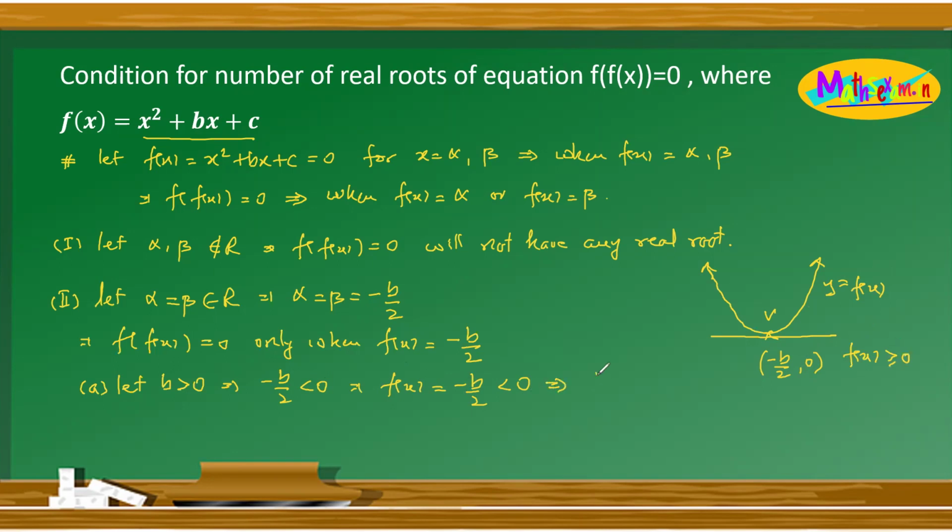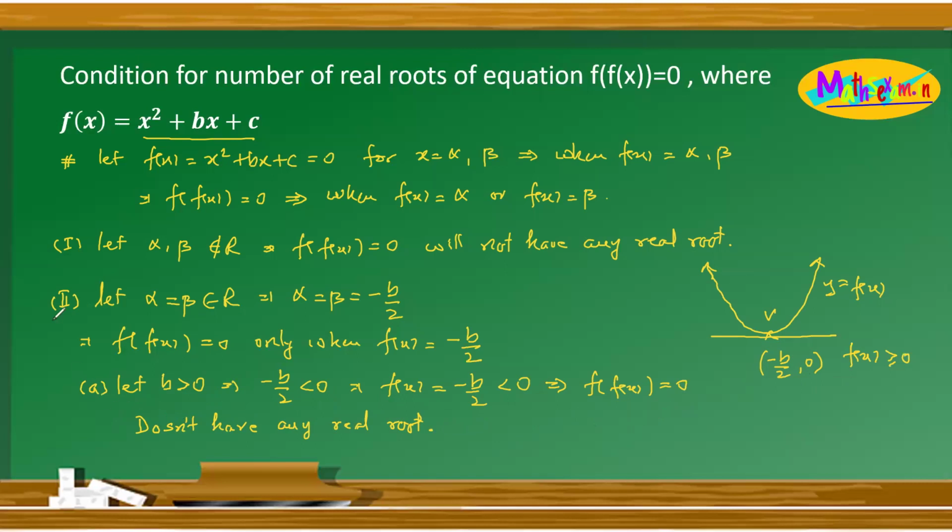So in other words, f(f(x)) = 0 does not have any real root. So at the vertex, if the coefficient of x is positive, in that case f(f(x)) does not have any real root.